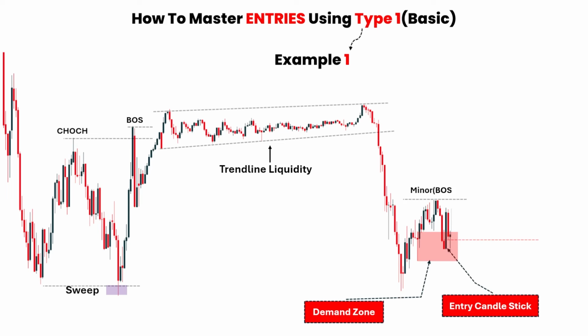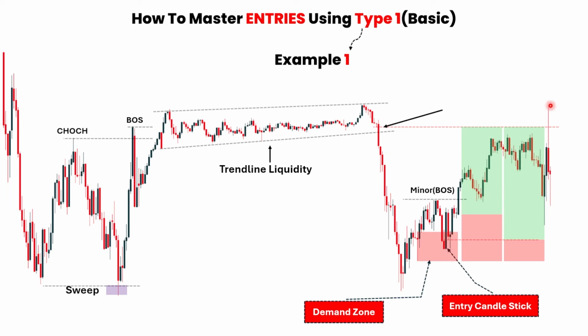Okay, right now we have our confirmation candle on the demand zone. Entry candle is this one here. Then you can place your stop loss and targets like this. Stop loss below the demand zone. Entry is either on this engulfing candlestick or on this retracement candlestick, and then you target this high here.